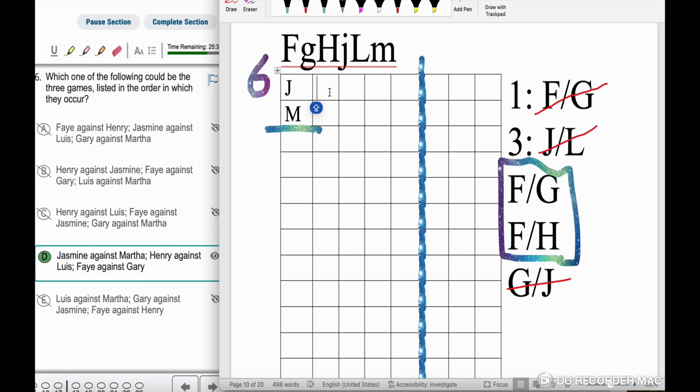J against M, H against L, and for game 3, F against G.